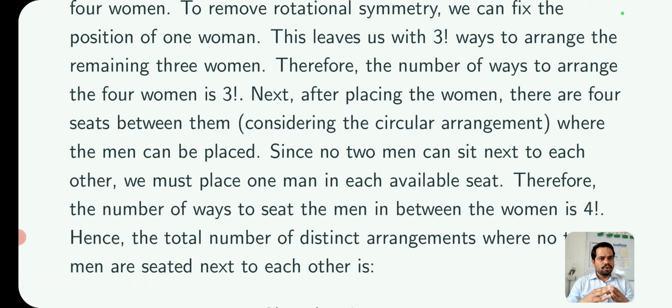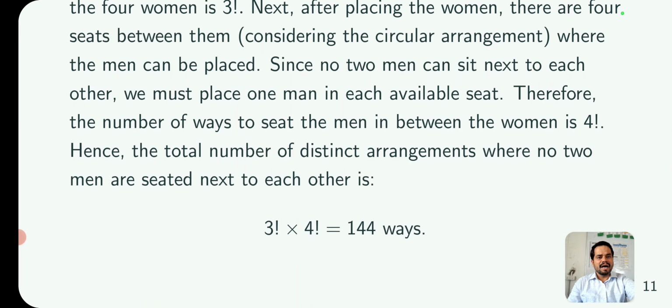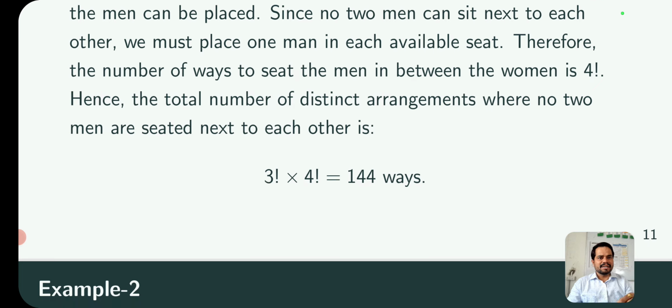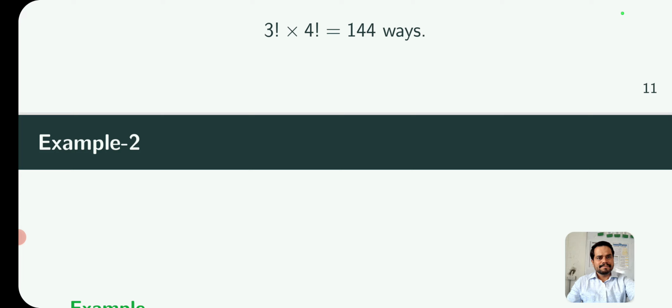Hence, the total number of distinct arrangements where no 2 men are seated next to each other is 3 factorial into 4 factorial. If we calculate this, we get 144 ways you can seat 4 women and 4 men where no 2 men are seated next to each other. So these are the circular permutations.